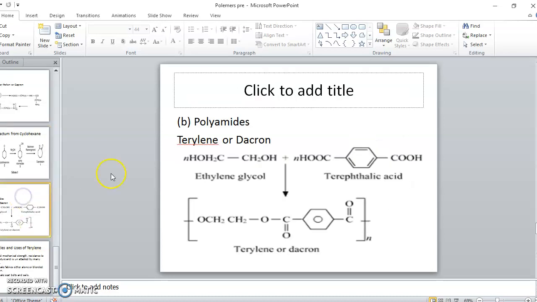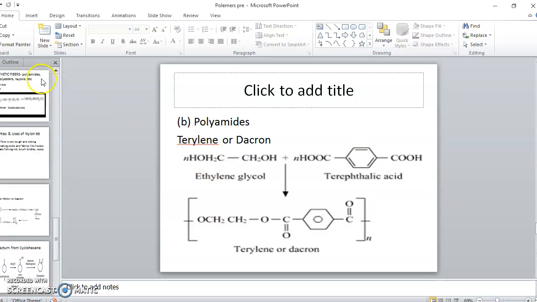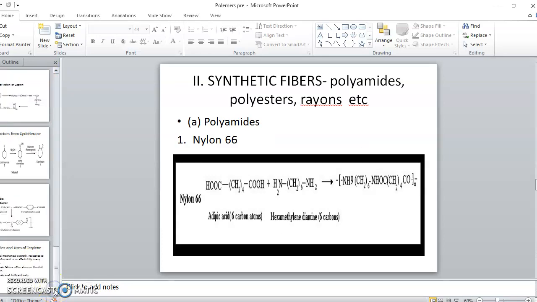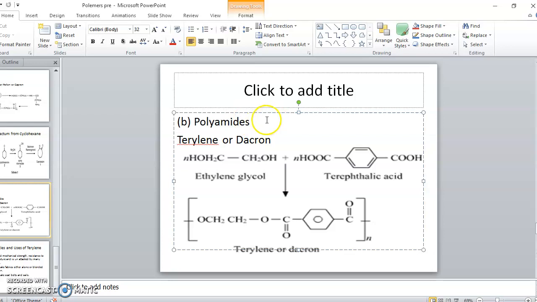Now we will discuss polyesters. We are discussing synthetic fibers. The first one was polyamides. Now this is polyesters. So what are polyesters?